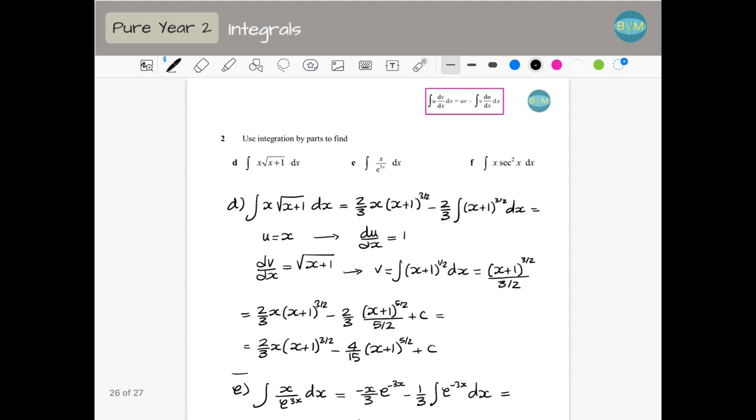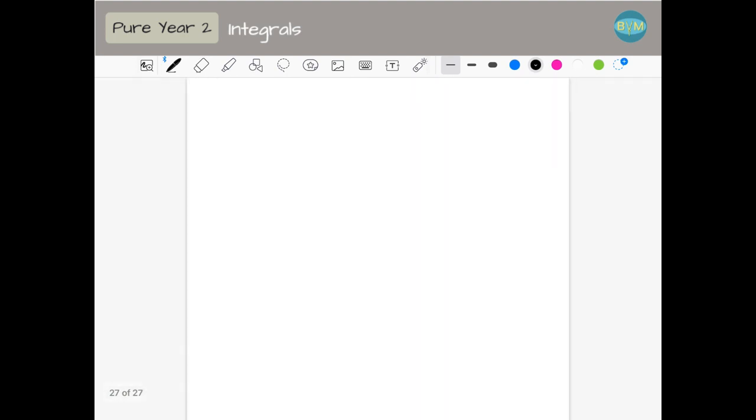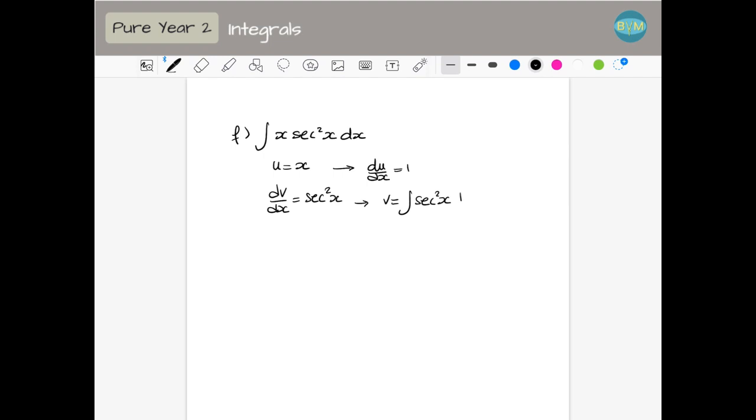And the last one is x sec squared x. So here, f is going to be the integral of x sec squared x dx. I can call u my x, and I can call dv by dx sec squared x. I differentiate this one, so du by dx is 1. I integrate this one, so v is the integral of sec squared x dx. Did you know that is tan x? Or it's in the formula booklet if you don't remember.